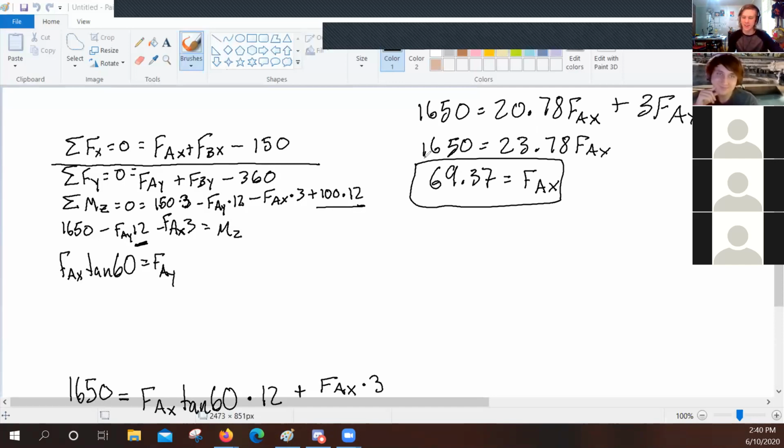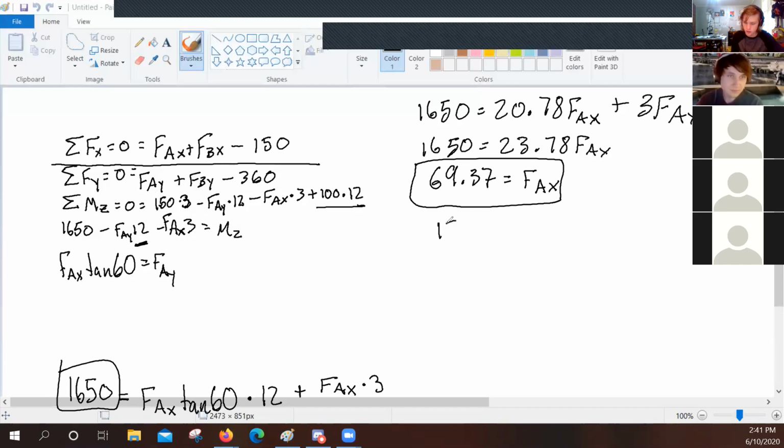Actually, better question. Are there questions? Because I hope there are. Where does 1650 come from? Yes, so the 1650 is from over here. I wrote that earlier, but I did erase it. It's basically taking this 150 times 3 and adding it to this 100 times 12, right?